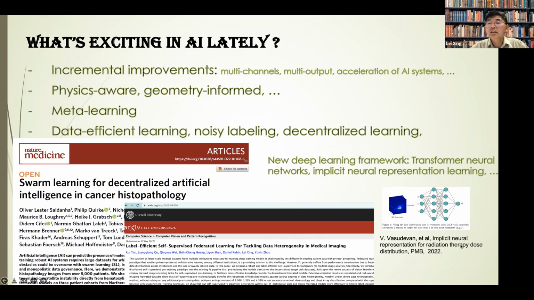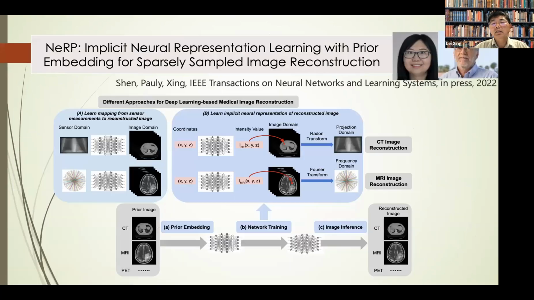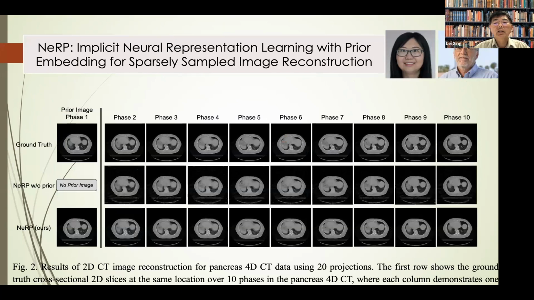The other interesting topic is the so-called neural representation. We have a paper on this. In a nutshell, instead of getting a lot of features, we can use the neural network to memorize a function or memorize an image, and then utilize that for imaging, for a lot of clinical applications.